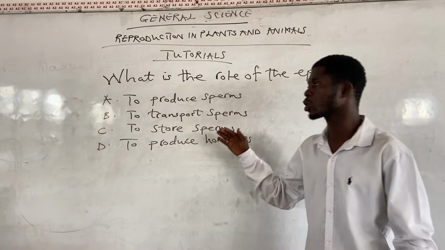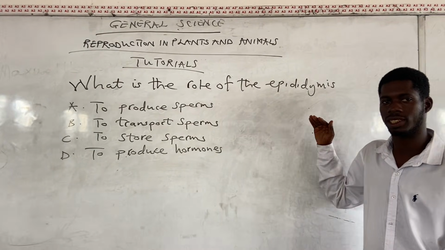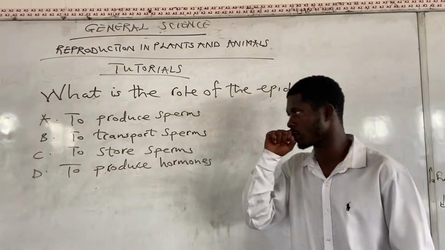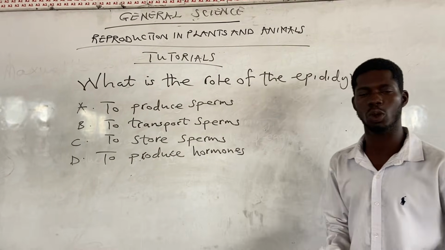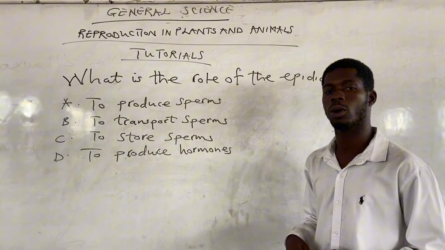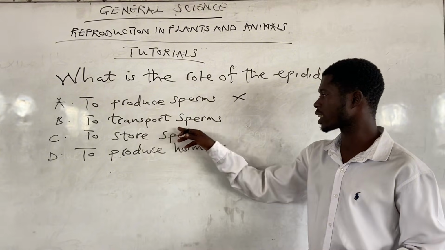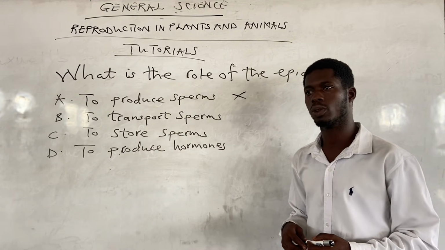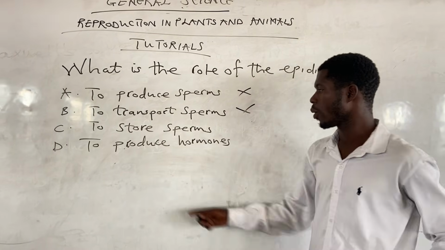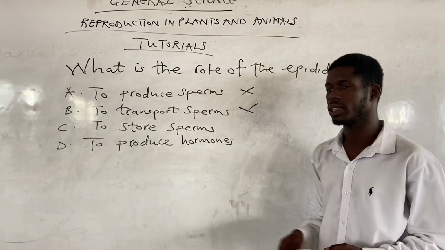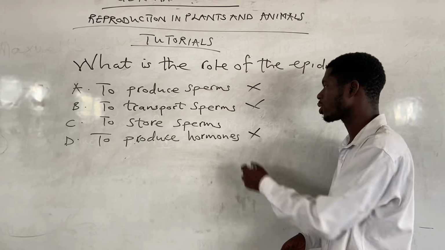Okay. So the next question says, what is the role of the epididymis? Okay, so the possible answers. A, to produce sperms. No, you know that the testis produces the sperms. So this was totally wrong. B, to transport sperms. No, it's not the right answer. And D, to produce hormones. The testis produces hormones as well. So that one too is not the right answer.